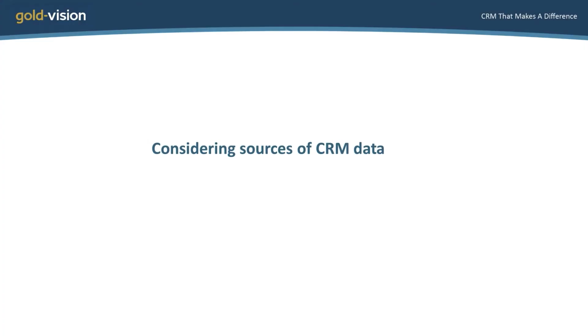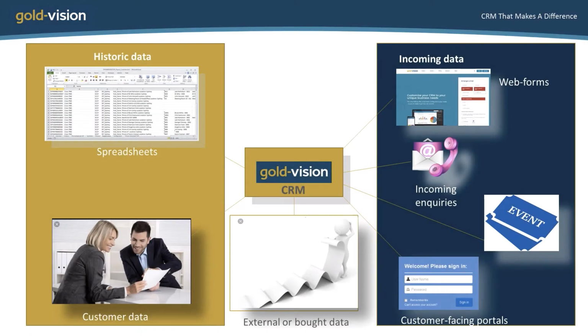Here are some of the data sources that can feed your CRM. Starting in the gold-coloured box on the left with historic data, typically spreadsheets which may exist in the business for various reasons, including output from accounting systems, which is a great source of normally reliable data. Other sources can include external bought-in data, often from marketing suppliers. These sources of data are often static and not changing.